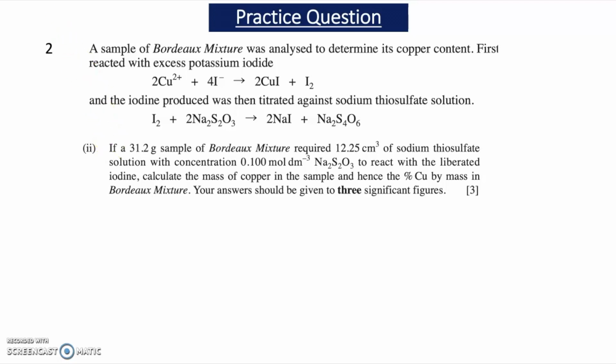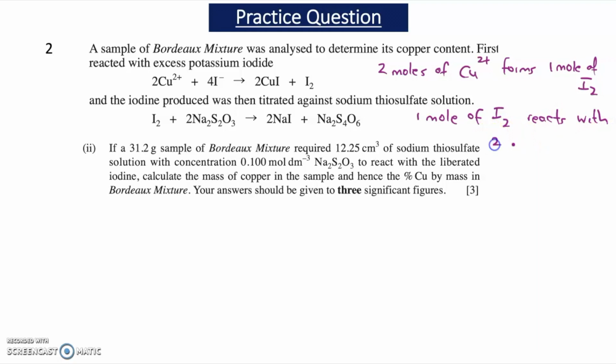So now let's go through the calculation part of this question, part 2. It says that 12.25 centimeters cubed of sodium thiosulfate solution with concentration 0.100 mole per decimeter cubed reacted with the liberated iodine, and it's asking you to calculate the mass of copper in the sample and hence the percentage of copper by mass. We have to remember that 2 moles of Cu2+ ions form 1 mole of iodine, and 1 mole of iodine will react with 2 moles of thiosulfate during the titration, and therefore the moles of copper 2+ must be equal to the moles of thiosulfate.